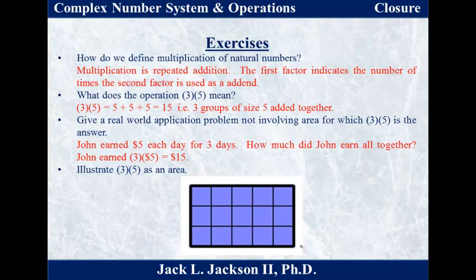So how about a real-world application? Now remember, when you get a real-world application, you have to set up some scenario, ask a question, and then answer the question. And in this case, we want the answer to the question to basically be 3 times 5. So that means 3 groups of 5. So we need some kind of application that's going to give us 3 groups of 5. So here's an example. John earned $5 each day for 3 days. How much did John earn altogether? Well, he earned for 3 days, times $5 per day, that gives him $15 total.